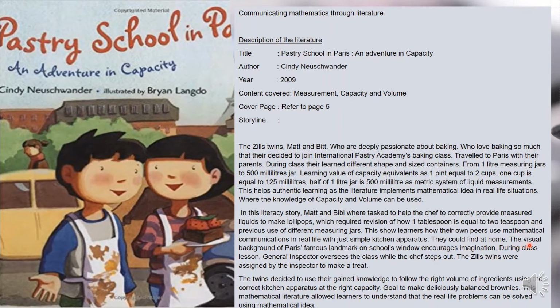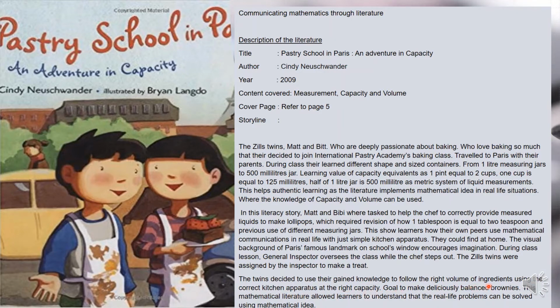This could be found at home, and the visual backgrounds of Paris' famous landmarks on the school windows encourage imagination, and during the lesson the general inspector oversees the class while the chef steps out. The zealous twins were assigned by the inspector to make a treat, and the twins decided to use their gained knowledge to follow the right volumes of ingredients using the correct kitchen apparatus at the right capacity.